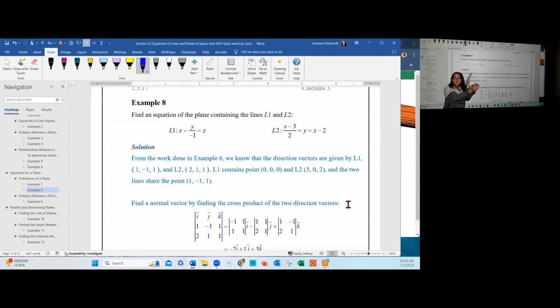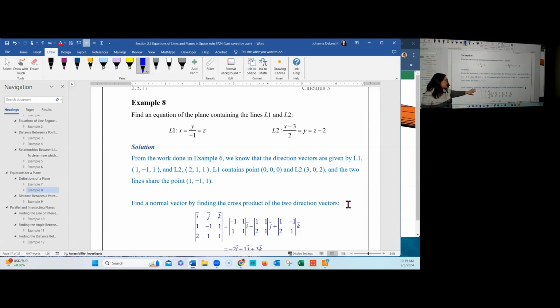Now think of these as sort of the hands of a clock, or spinners on a spinning board where you've got two spinners at the same time. And as they spin around, they create this plane, which would be the surface of the clock. So this point that they have in common will be a point in the plane. Now we also have direction vectors for the two lines, and these are given right here. We also know that the lines contain the points. The first one is the origin, the second one is 3, 0, 2.